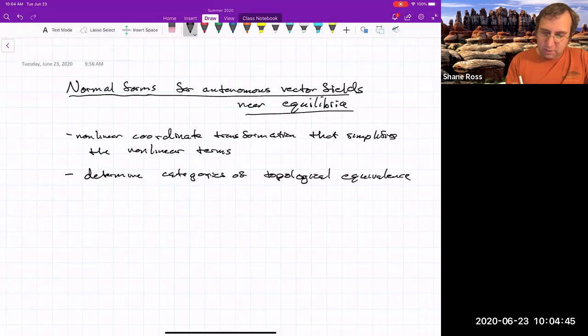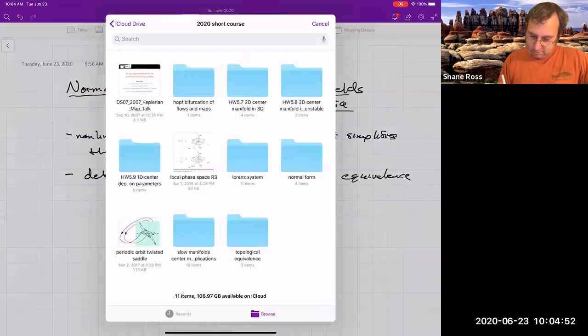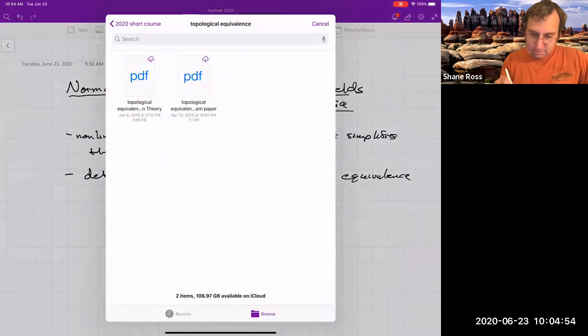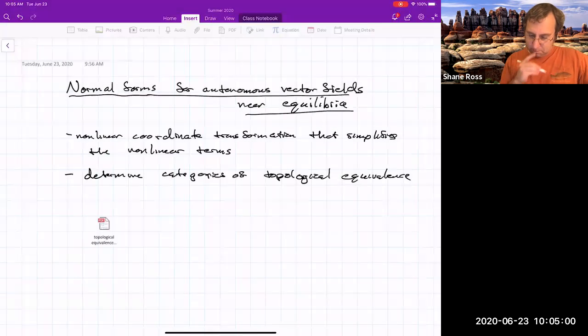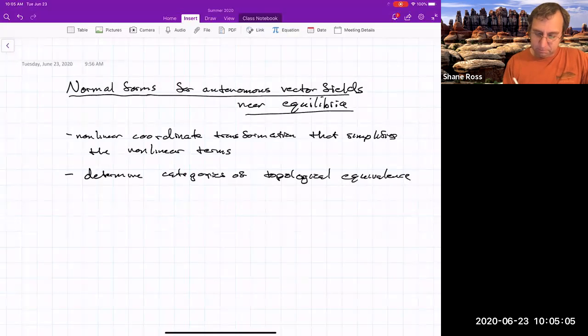And why do we care about that? Here I've got a nice figure of some kind of topologically equivalent thing. Oh, it won't work. I'll just show the figure.